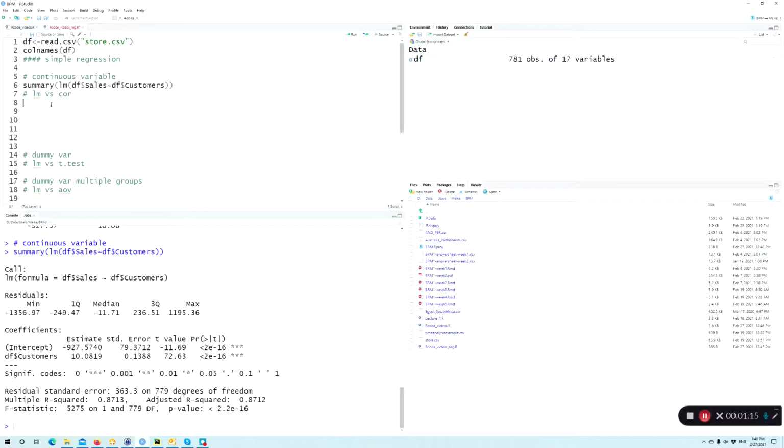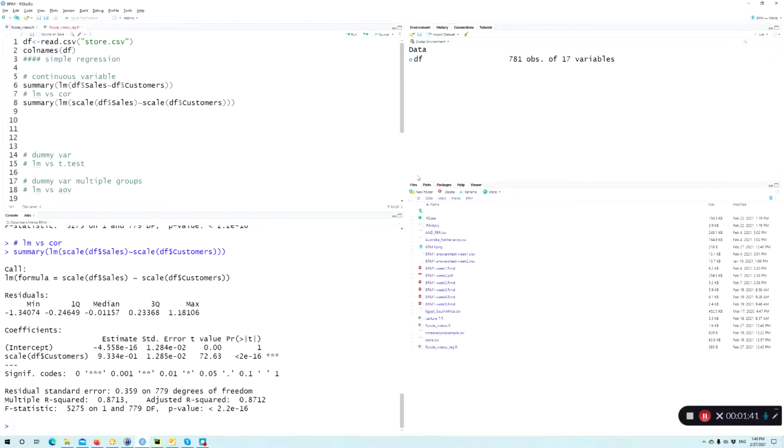Now it's actually the same as a correlation coefficient when we standardize this, when we use a standardized linear regression. So I use the scale function to get the standardized values, and I do this for the dependent and independent variable. If I do that, I get different coefficients.